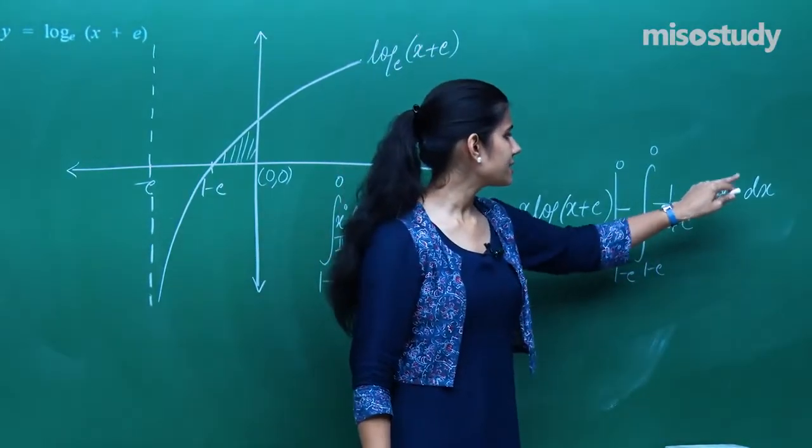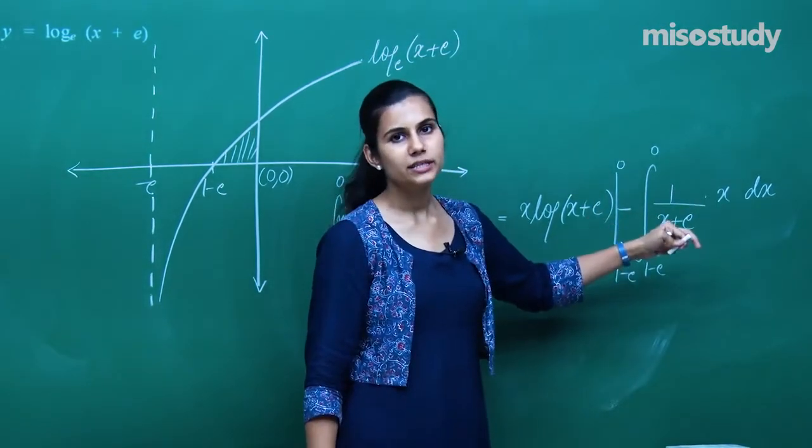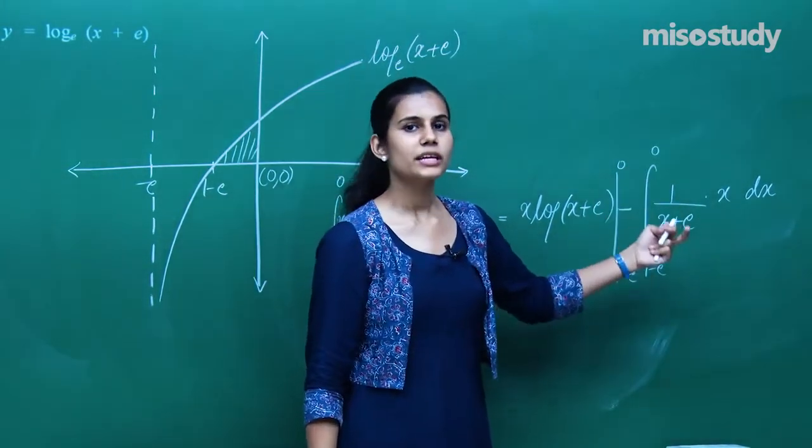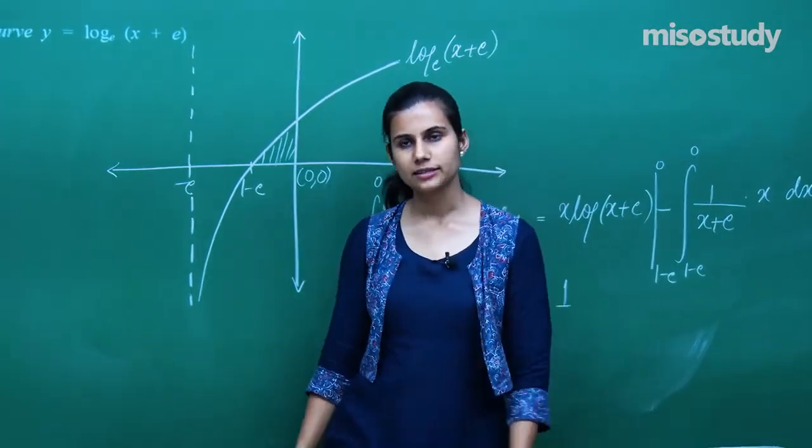You will be writing x plus e minus e. x plus e upon x plus e gets cancelled. Minus e upon x plus e is what? Minus e comes out. 1 upon x plus e's integration is log of x plus e. That's it. Then apply the limits. You get 1 as the answer.